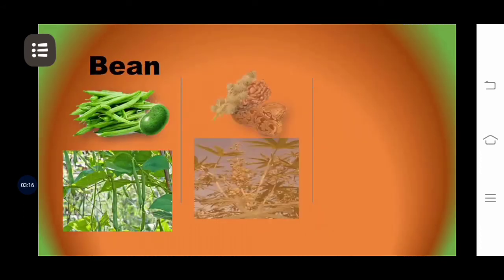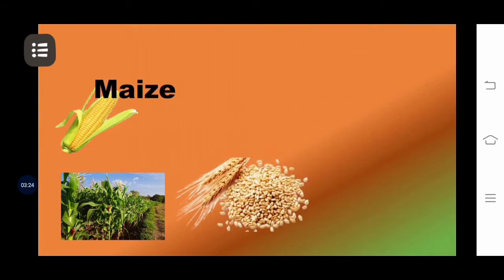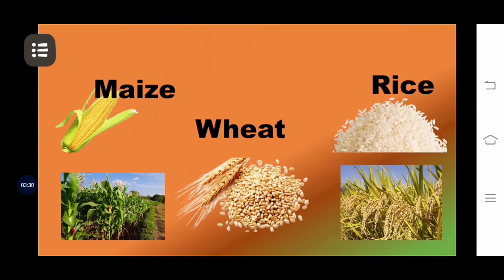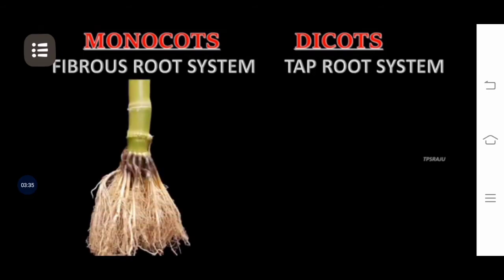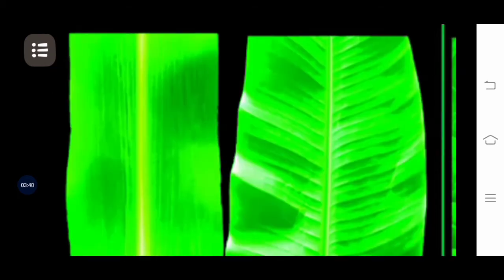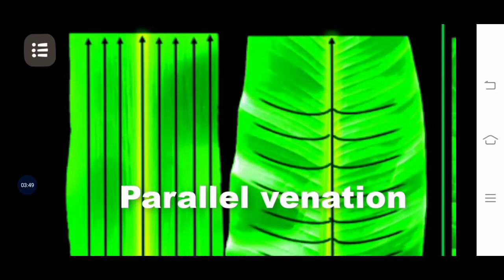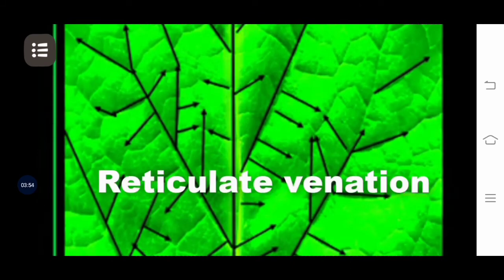Bean, castor, and pea are dicotyledon plants; maize, wheat, and rice are monocotyledon plants. Monocots have a fibrous root system, whereas dicots have a taproot system. Monocot leaves have parallel venation. Dicots have reticulate venation.